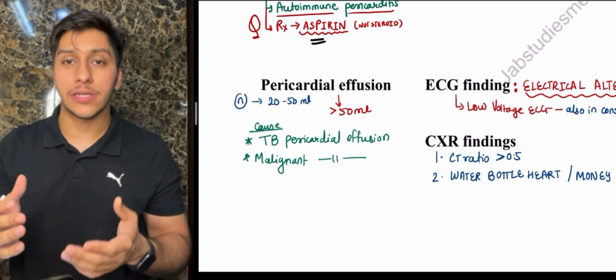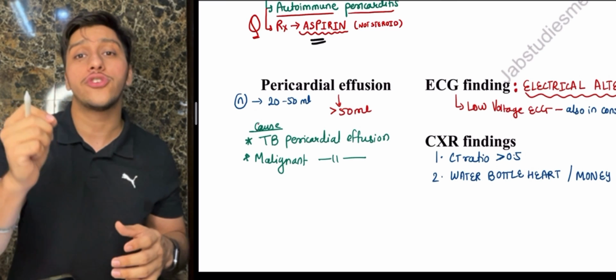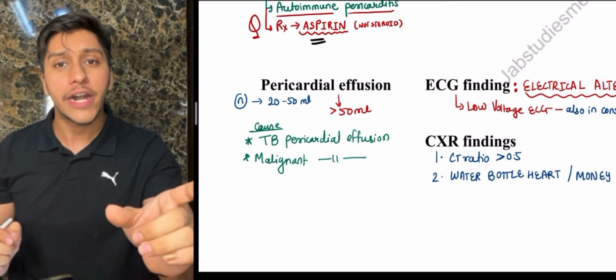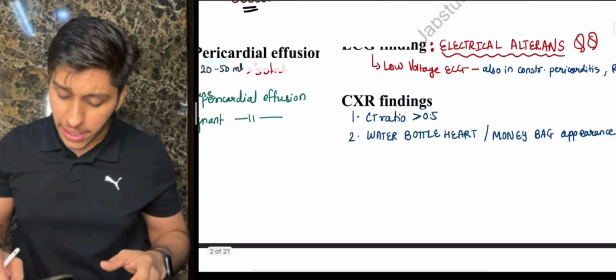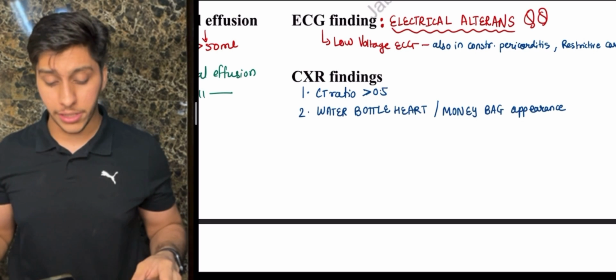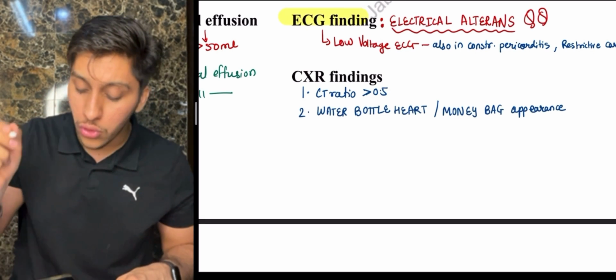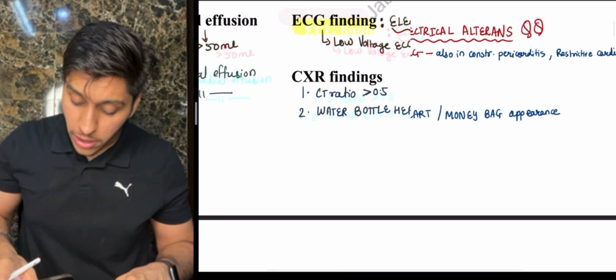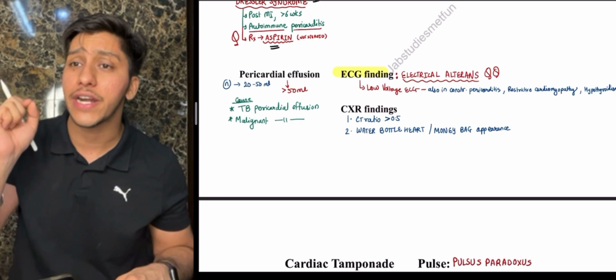Okay. What are the features, guys? Again, think about effusion. So it is going to be a bit of swelling. So you are going to have cardiomegaly. What is cardiomegaly? Cardiothoracic ratio more than 50% or 0.5. Along with that, you have features like a big water bottle-like heart or a money bag-like heart. For ECG features, you need to know there is something in the case of pericardial effusion, which is electrical alternans.